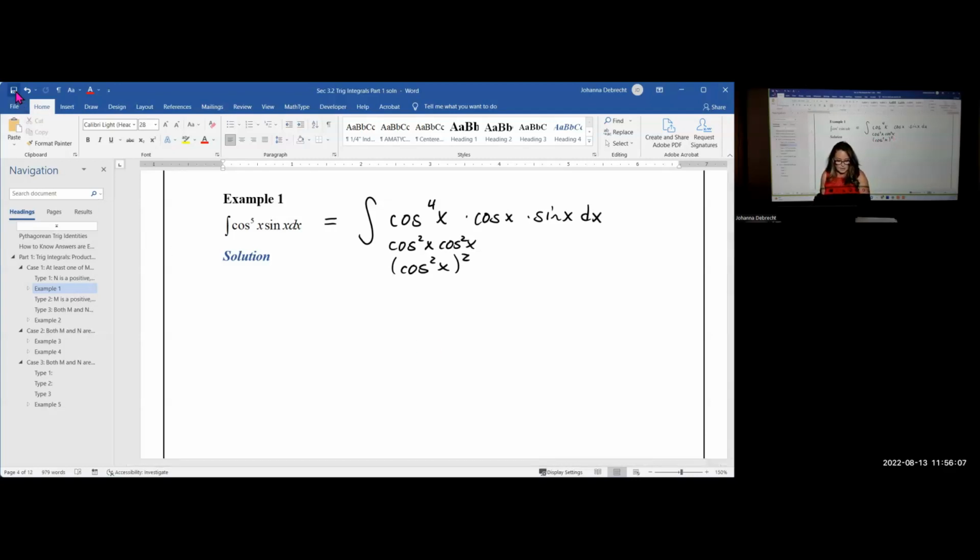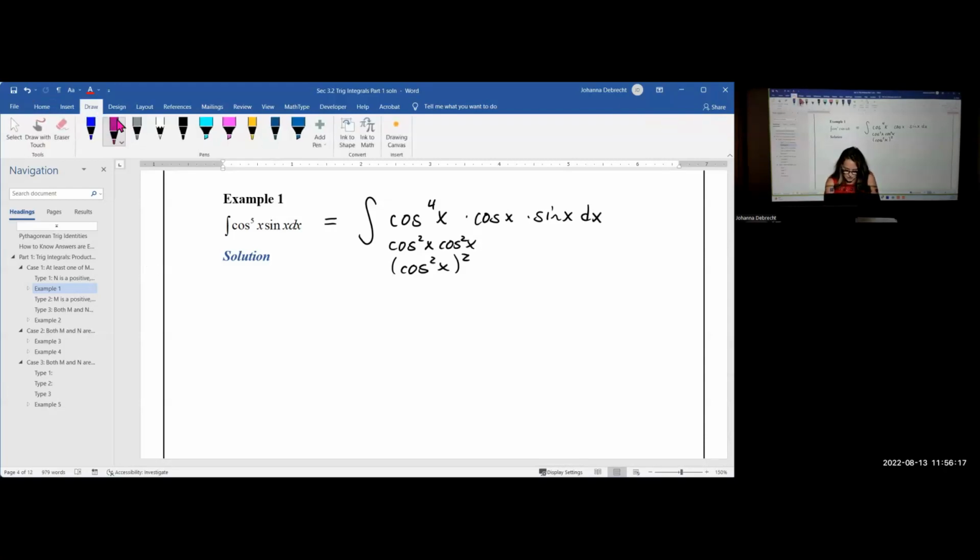So when I'm looking at this, the next thing I want to do is convert the even group using the Pythagorean identity. So remember, we can come over here to the side. Maybe let's use a different color for our scratch work. We have sine squared of x plus cosine squared of x equal 1. So cosine squared of x equals 1 minus sine squared of x.